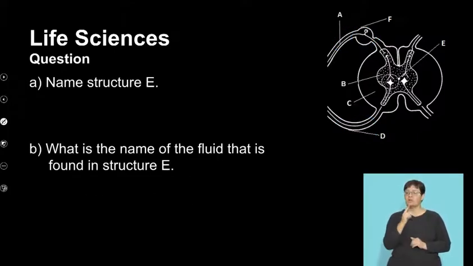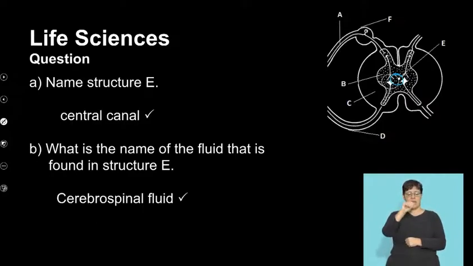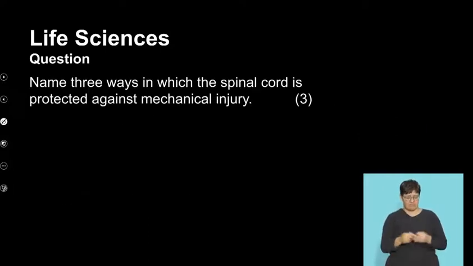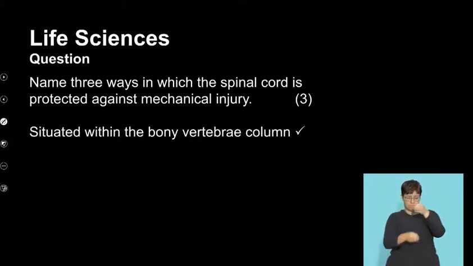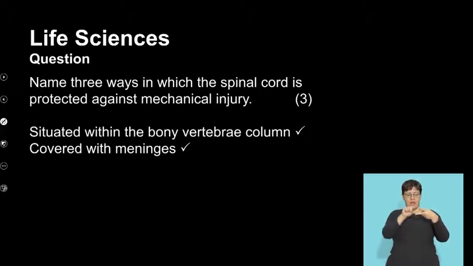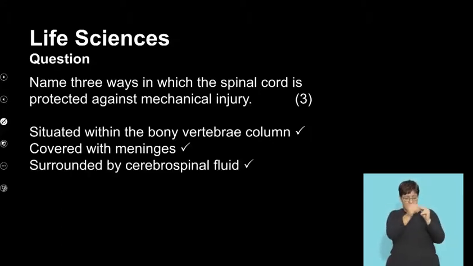Let's move on. Name the structure E. Where is structure E? Structure E is right there in the middle, and that's the central canal. And what is the name of the fluid that's found inside the structure? Remember, that is the cerebrospinal fluid. Name 3 ways in which the spinal cord is protected against mechanical injury. Remember, I said the bones, the vertebral column, the meninges, the membranes, and it's surrounded by the cerebrospinal fluid.